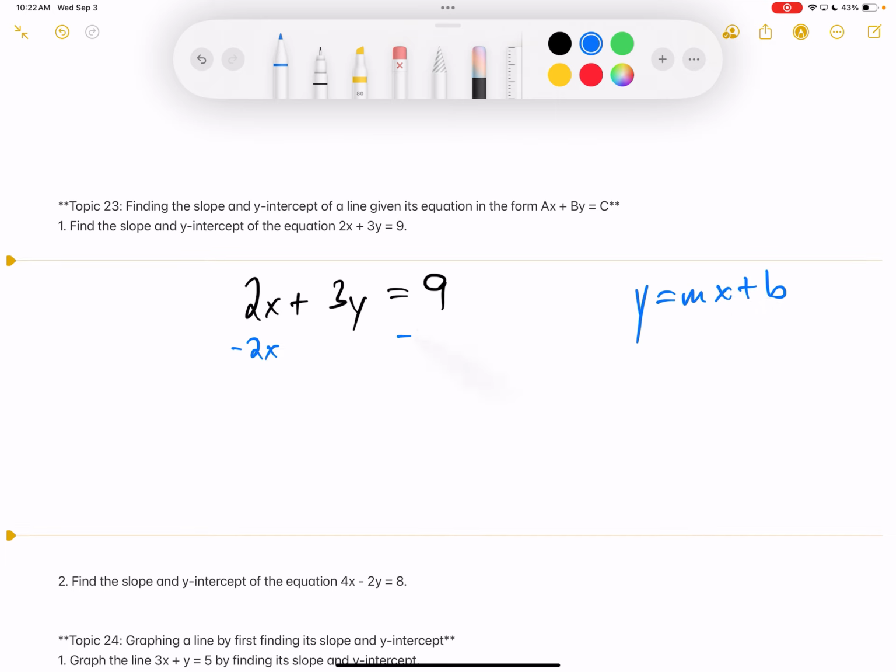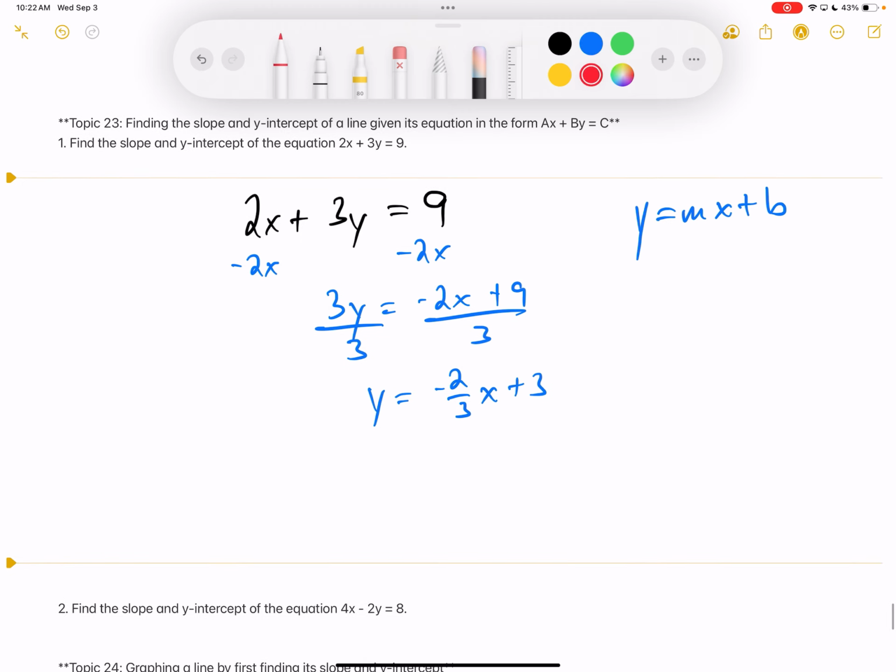So I need to subtract 2x, and I get negative 2x plus 9, and then I divide by 3, and y is equal to negative 2/3 x plus 3. 9 divided by 3 is 3. So my slope is negative 2/3, and my y-intercept is 3. So you have to put it in y equals mx plus b before you try to identify the slope.